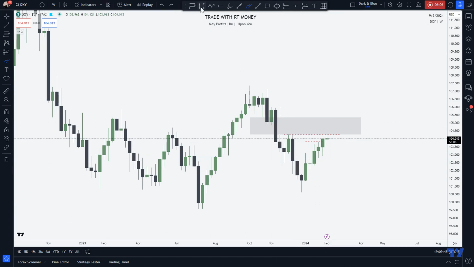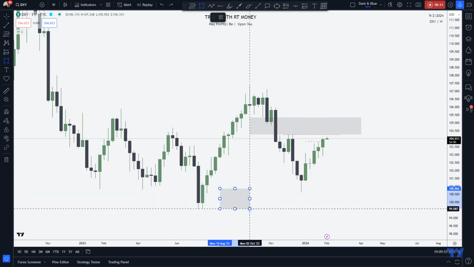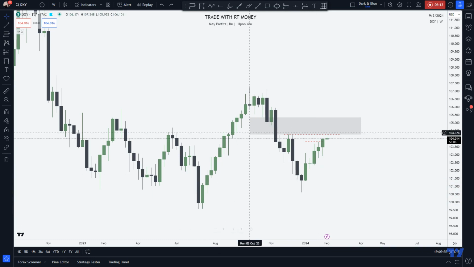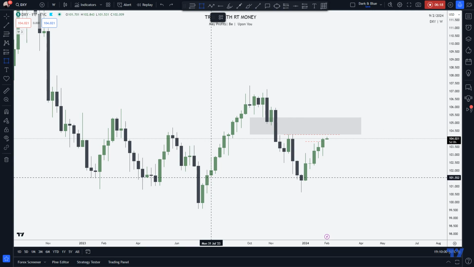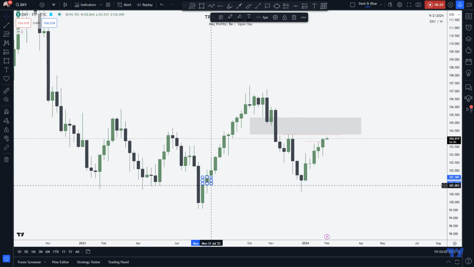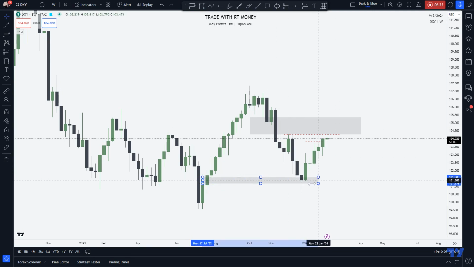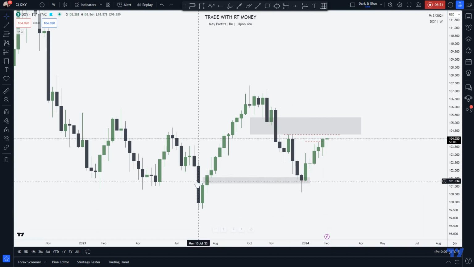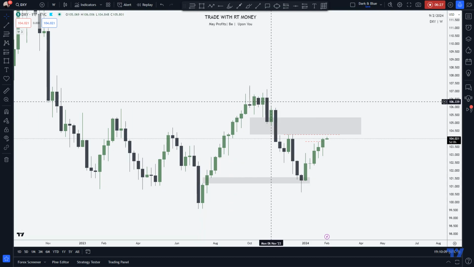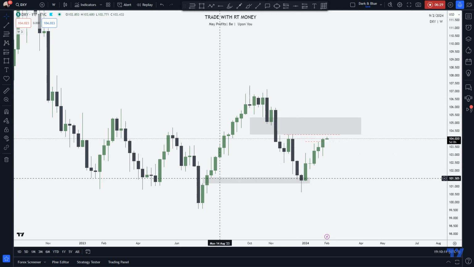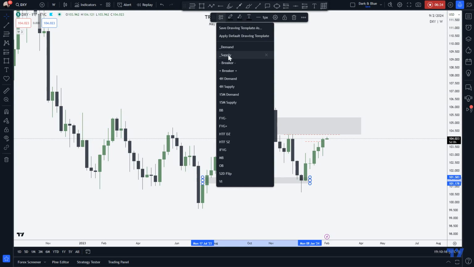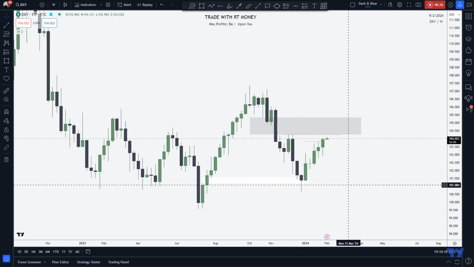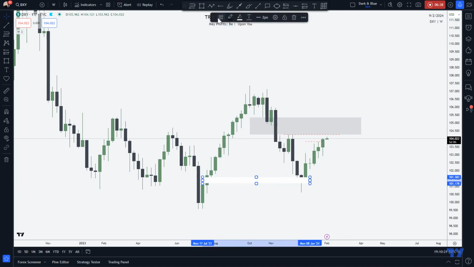You can also see that once price came down to this low, you're wondering what made it pop up. Well, just look here. There's a bullish fair value gap. Not here, not here, not here. Price just came on down to that bullish fair value gap, and that's where it found support. It's that simple.